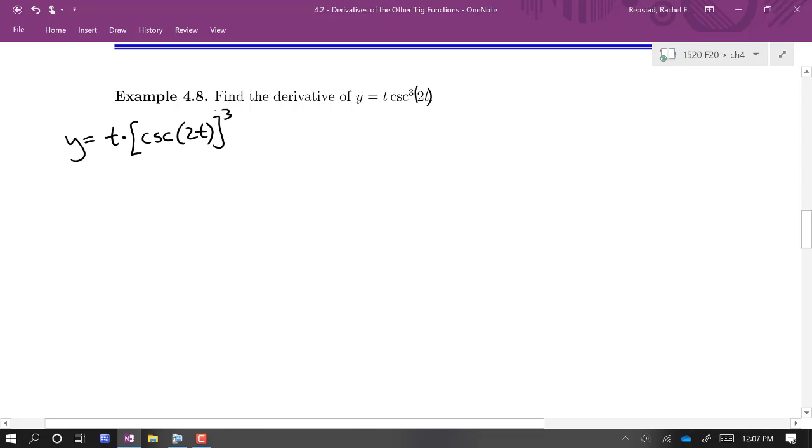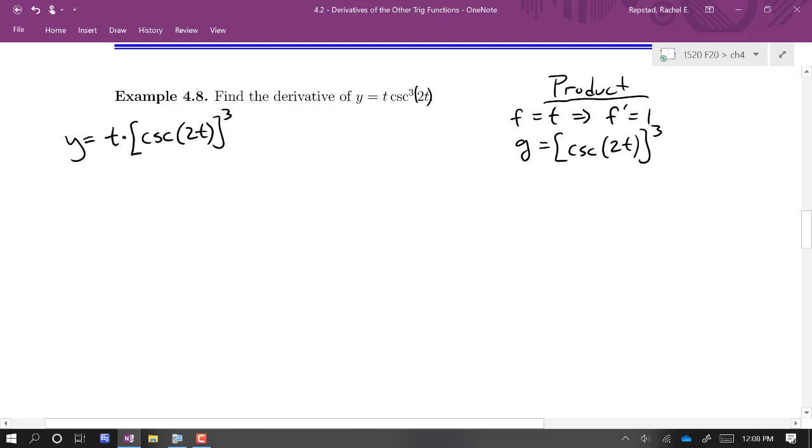Part of this is going to involve a power rule, but overall the structure of this function is that it's a product. I'm multiplying two things. They both have our variable t in there, so we've got to set ourselves up for the product rule. So our f function is t, which means f prime is just 1. And our g function is cosecant of 2t all cubed.